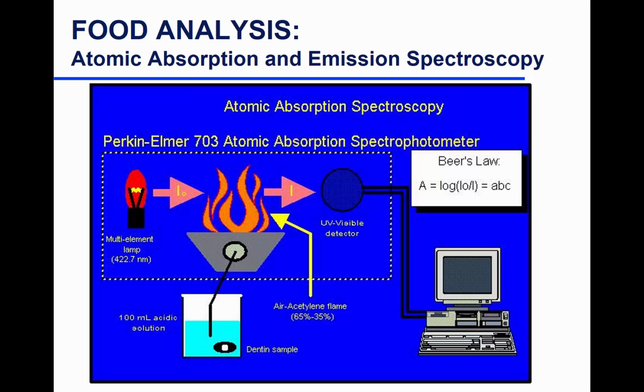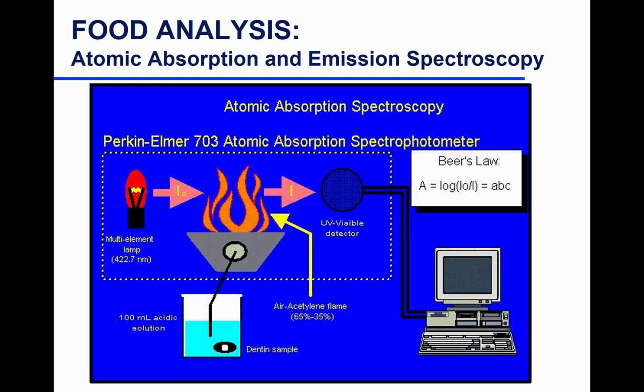Okay, so what happens, Riley, look at this diagram. Your sample gets aspirated into the flame. So now you have the flame breaking the bonds. So your atoms are in the flame, in gaseous form. There's the lamp source. So the light is going to be projected into the flame. So the atoms in the flame will get excited and will absorb light at a particular wavelength.